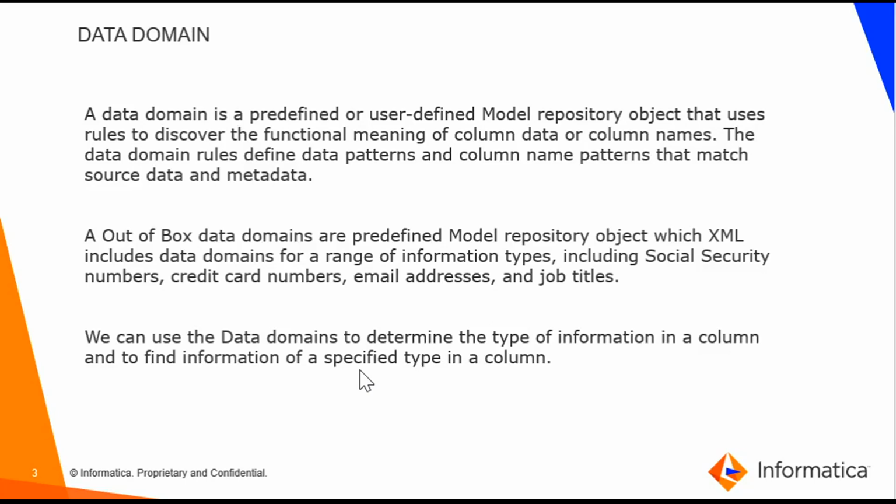So let me take an example. Your source data has organization employee details and you want to understand if that source data has personal information of your employees, like the date of birth, marital status or blood group. So you can run data domain discovery using these predefined or out-of-box data domains, and that will help you understand whether a particular column name or the data in a particular column has any personal information of employees.